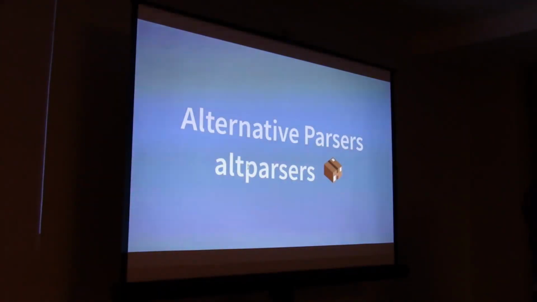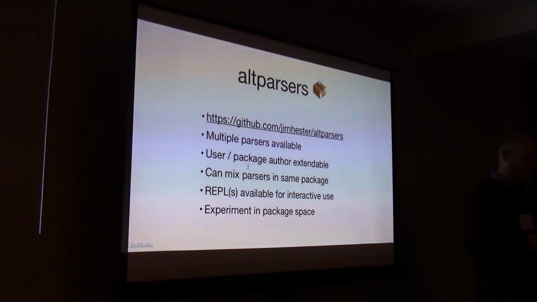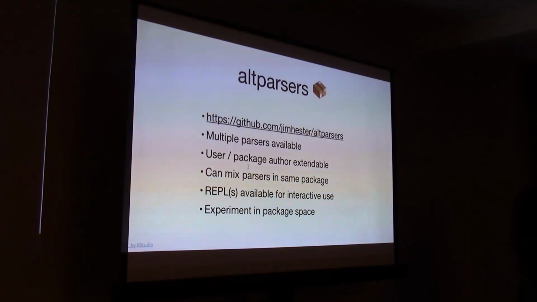Okay, so this is all stuff that is sort of in CRAN packages already. This last part I'll be talking about is the altparsers package, which allows you to use alternative parsers inside a package. It is available on GitHub at my GitHub and altparsers. This package has multiple example parsers within it, but they're really just proofs of concept.